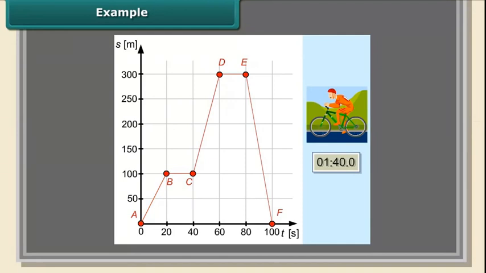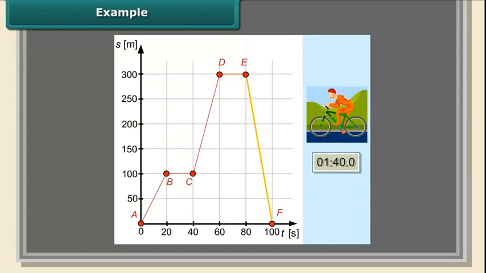in 20 seconds, moving at a constant speed of 5 meters per second. Segment BC indicates that the cyclist stopped after having traveled a distance of 100 meters. From segment CD, we can see that the cyclist went on to move with a greater speed. In 20 seconds, he covered a distance of 200 meters, which means that he was traveling with a speed of 10 meters per second. Segment DE shows the cyclist stopped for 20 seconds.